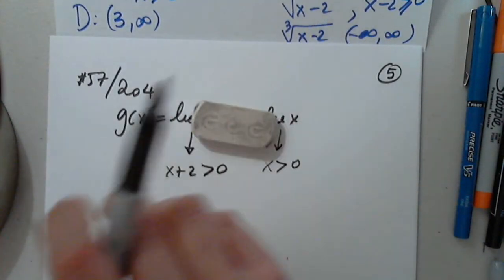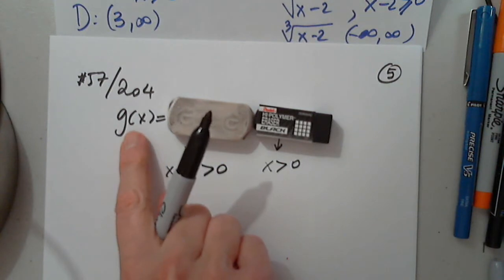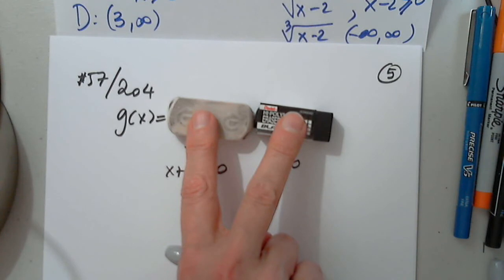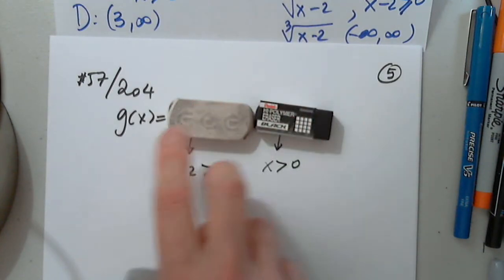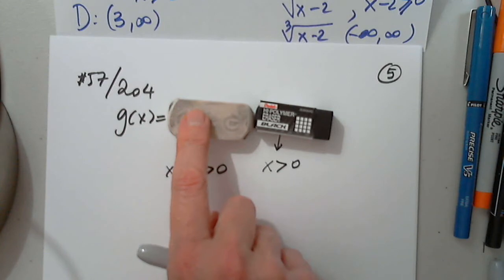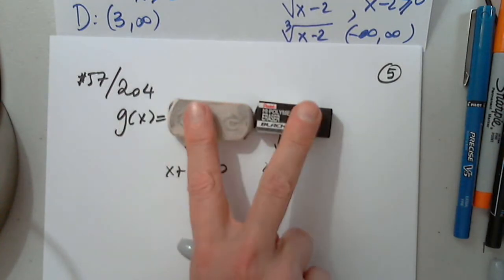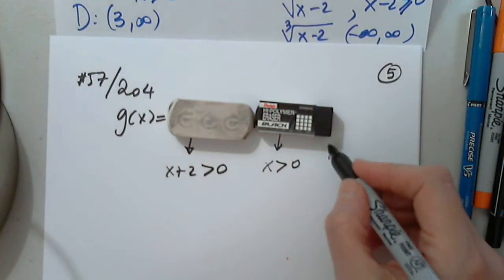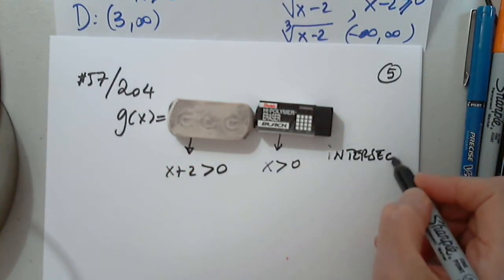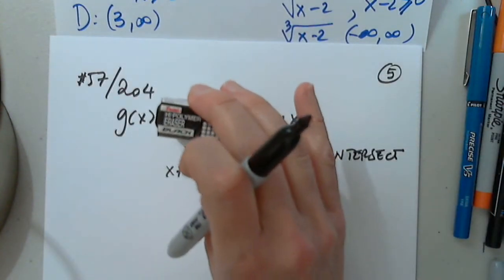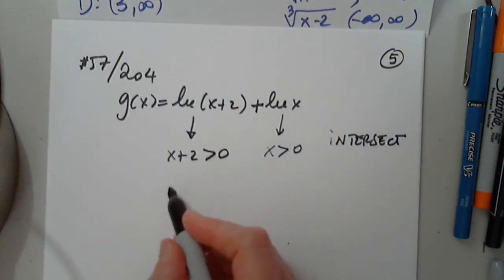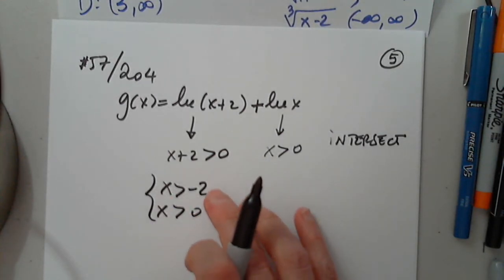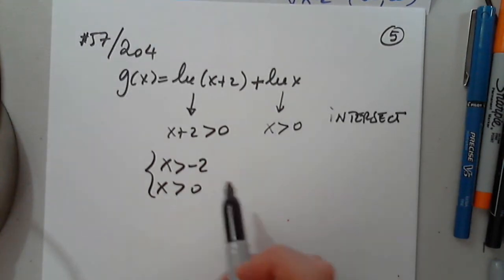Remember, for this function to exist, both functions have to exist at the same time. If one exists and the other one does not, then the function is undefined. If this one doesn't and this one does, the function is undefined. Both have to exist at the same time. So what I get from these two, I have to intersect to find the domain. Okay, so of course you already told me x greater than -2, and x greater than 0. I have to intersect these two.